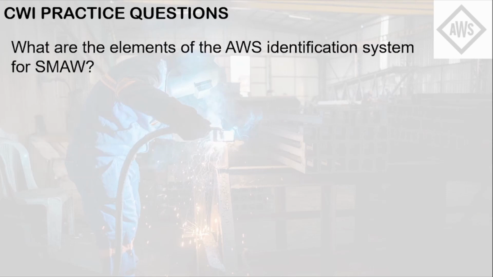So last question. What are the elements of the AWS identification system for SMAW?